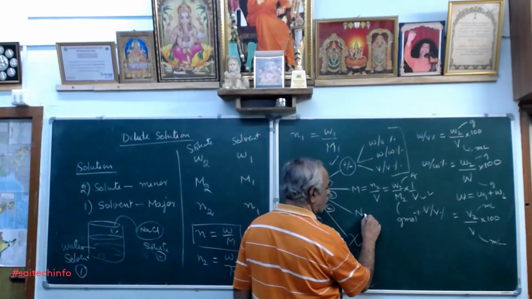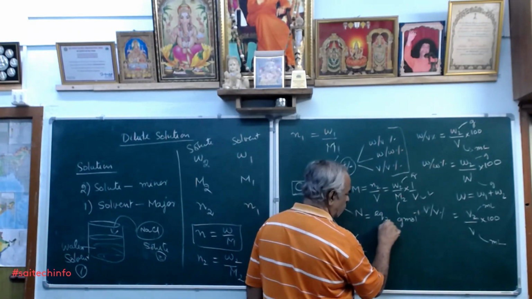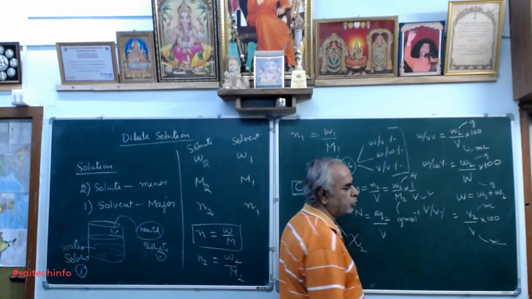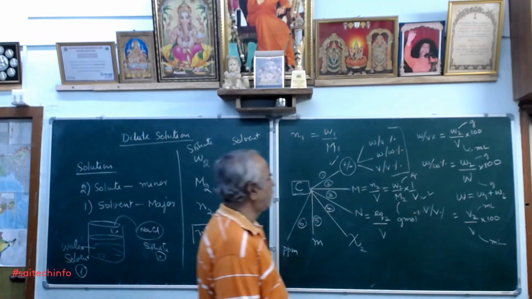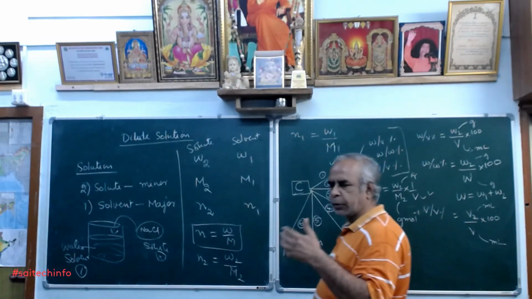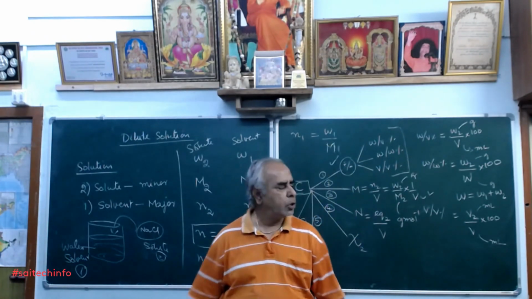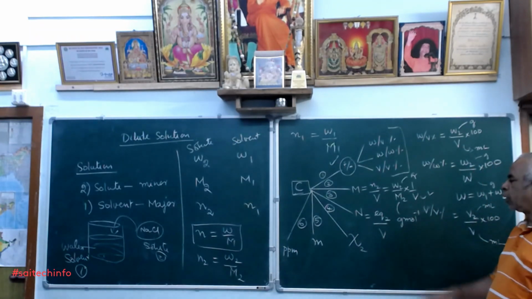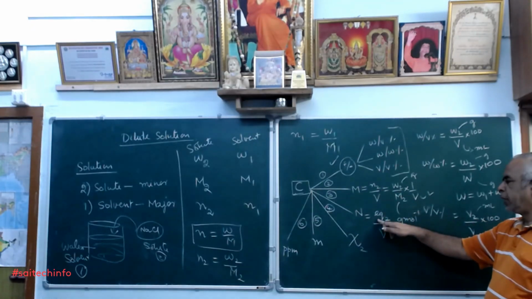Now normality. Normality is given as equivalents of the solute divided by volume of the solution in liters. And equivalent is nothing but, like mole. What do you mean by mole? The molecular weight expressed in gram, so that is gram molecular weight. That is called mole. Similarly here, gram equivalent weight is called equivalent. Please make a note, like mole, you can call it equivalent.